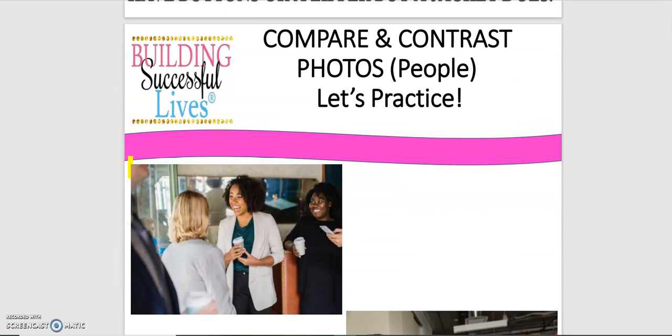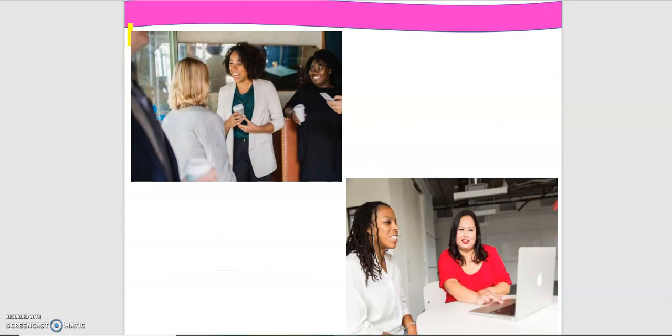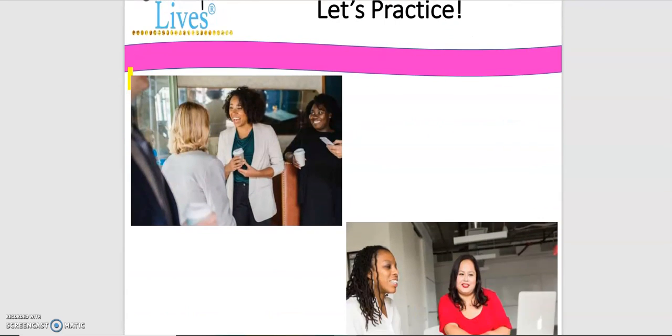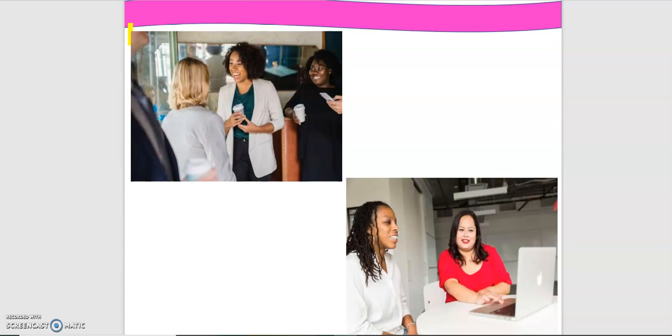Did you know you can also compare and contrast photos or people? Let's practice. Look at the pictures. What is similar between the two photos? I see people talking and smiling and having a good time in both pictures. The top picture is different than the bottom picture because in the top picture the people are drinking coffee, and in the bottom picture the people are working. And the two pictures are similar. The two pictures are also different because in the top picture the people are standing up and in the bottom picture they are sitting.